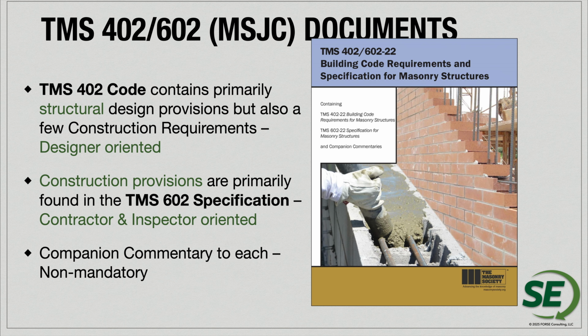For this presentation, we're going to cover a lot of different items that are particular to the Masonry Society Building Code Requirements and Specifications for Masonry Structures, commonly referred to as TMS 402 and 602. The 402 section of the code is really a designer-oriented section for how to design different elements, and the TMS 602 really is going to be contractor and inspector-oriented, covering how to build things. And then at the end of the TMS code, there are checklists that are going to be useful for analysis, design, and construction.